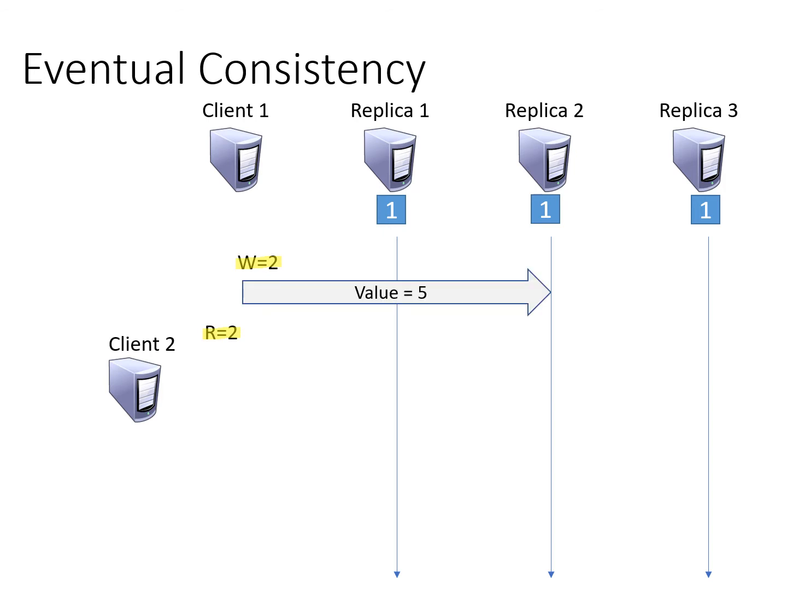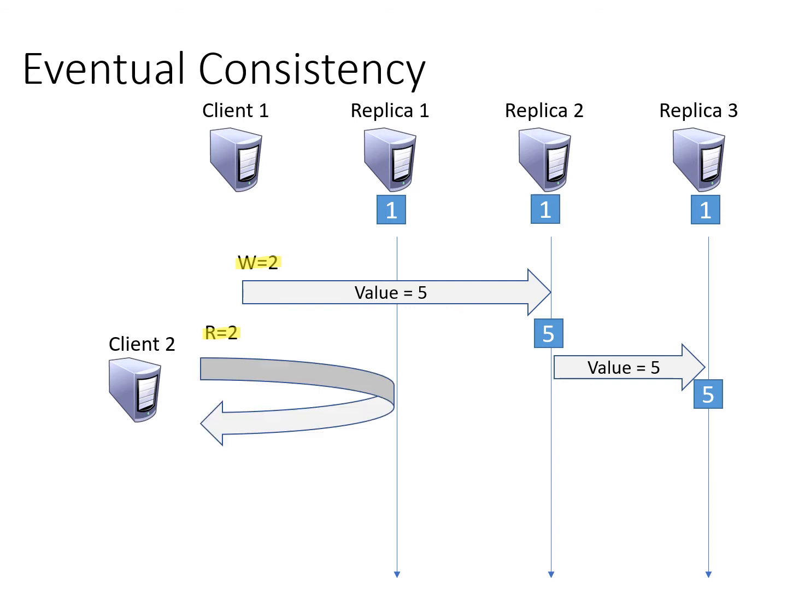So once again, we write the new value of 5 to replica 2, it gets persisted. We coordinate that value to replica 3, again it gets persisted. And client 2 now has an R value of 2 for this particular read, which is sent as usual to replica 1, which has not received the latest value. The write hasn't fully propagated to replica 1, so it's still got the old value.